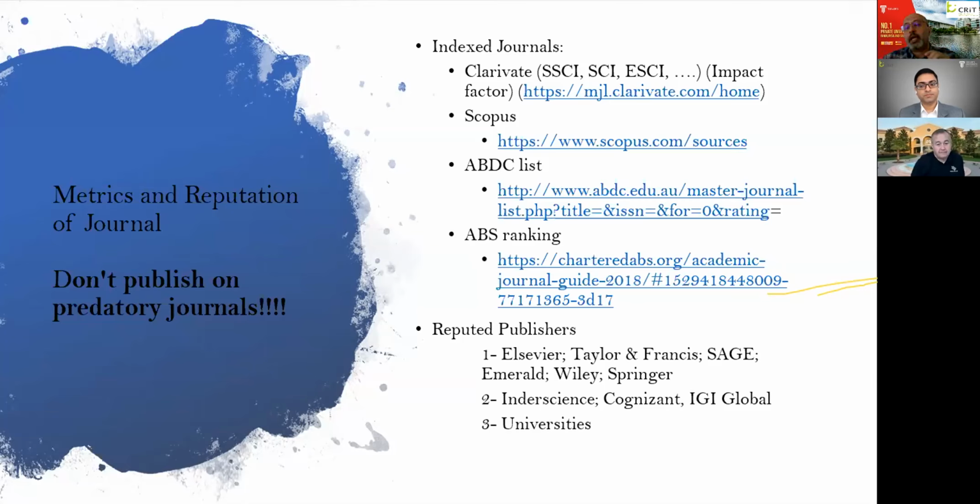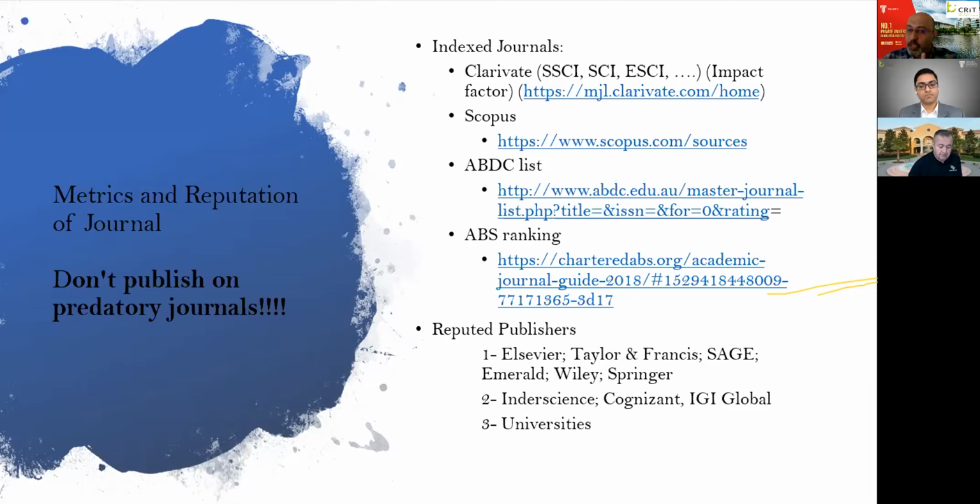Okay, one can be actually indexed in Clarivate Analytics, before was Thomson Reuters and Web of Science. So we have different indexing systems under Clarivate. SSCI, Social Science Citation Index, is common for social science journals with impact factor. SCI is for science journals. ESCI is Emerging Citation Index, if I'm not mistaken. So this is for journals without impact factor.